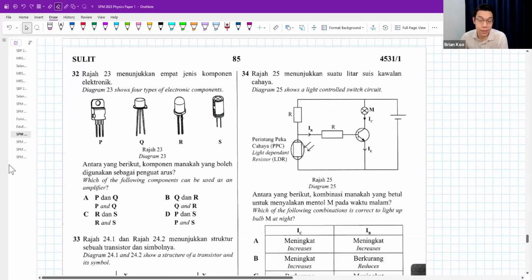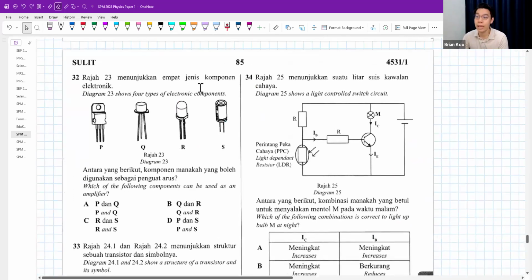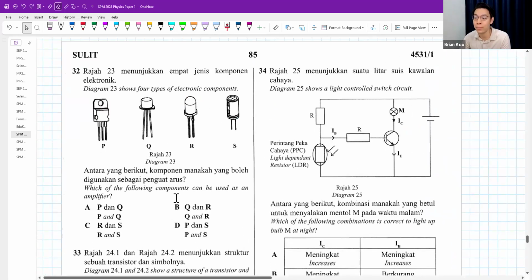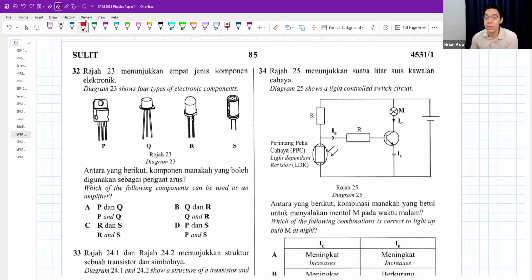Question 32. There are 4 electronic components. Which of the following components can be used as an amplifier? Normally, we call it a current amplifier. And you learn this in transistors. That is the function of a transistor, one of the functions of a transistor.